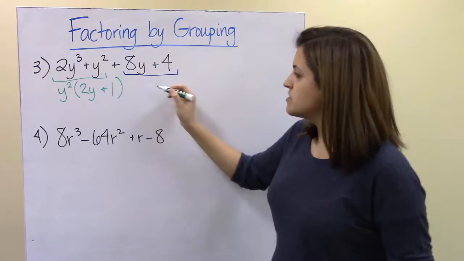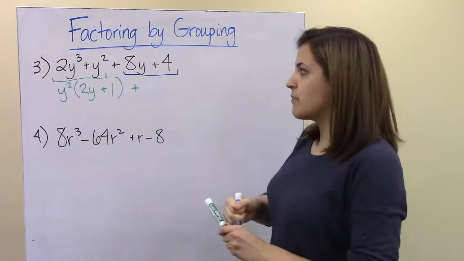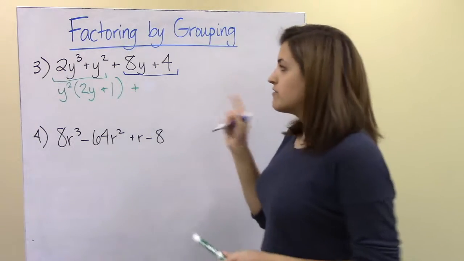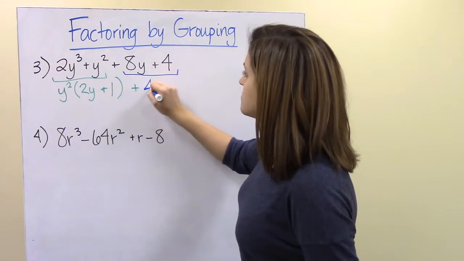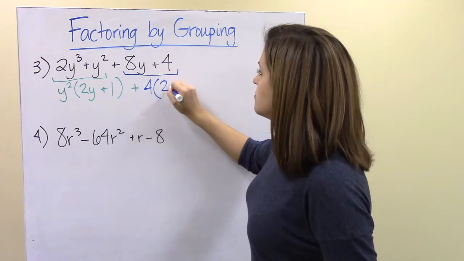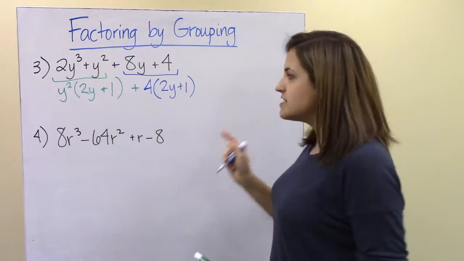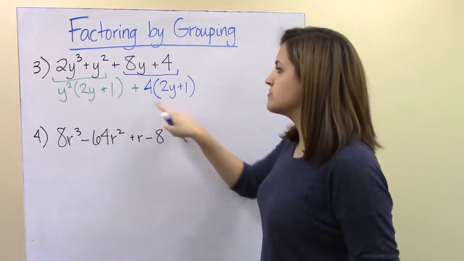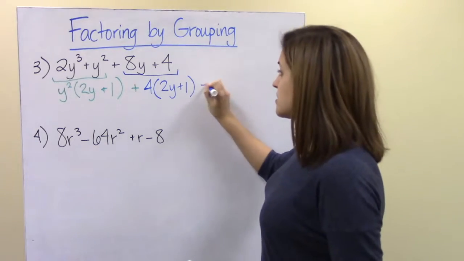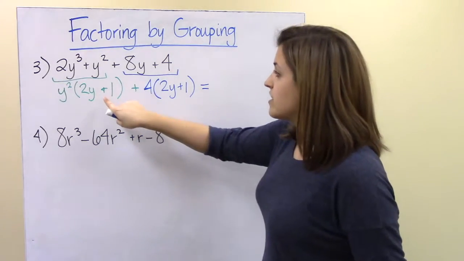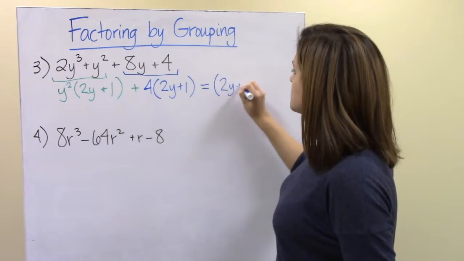And I should also get, so I'll have plus whatever I can factor out of 8y plus 4. And 8y and 4 have 4 as a greatest common factor. So I'm going to have plus 4 times 2y plus 1. And now if you notice, we want to have two terms that are the same here. So we have two factors that are the same. So once we've done this step, we can take this as a factor. So I'll have 2y plus 1.